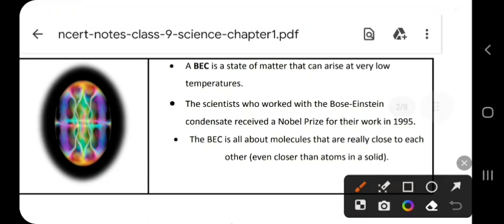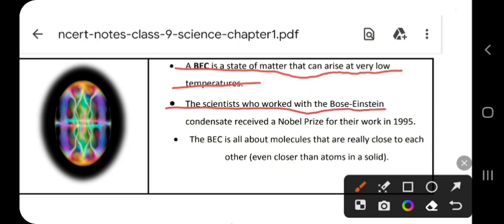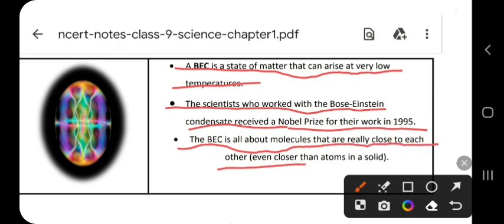Bose-Einstein condensate. A BEC is a state of matter that can arise at very low temperatures. The scientists who worked with the Bose-Einstein condensate received a Nobel Prize for their work in 1995. The Bose-Einstein condensate is all about particles that are really close to each other, even closer than atoms in a solid.